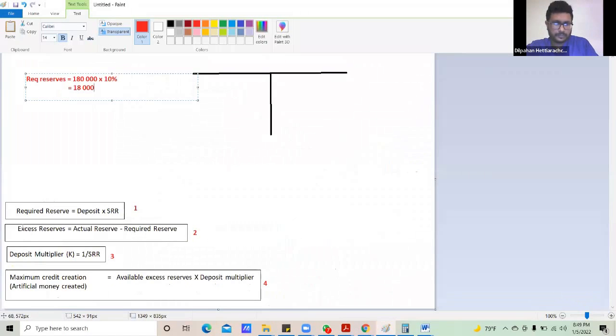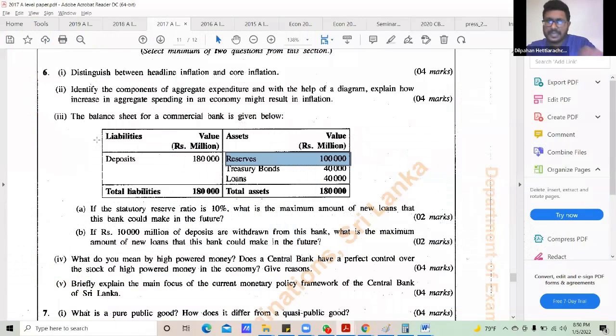Calculation number 2. Excess reserves equals actual reserve minus required reserves. So we have to calculate excess reserves then. Actual reserve means the reserve amount they are holding, how much they have kept with them. 100,000. Here in the balance sheet you can see that. Right.